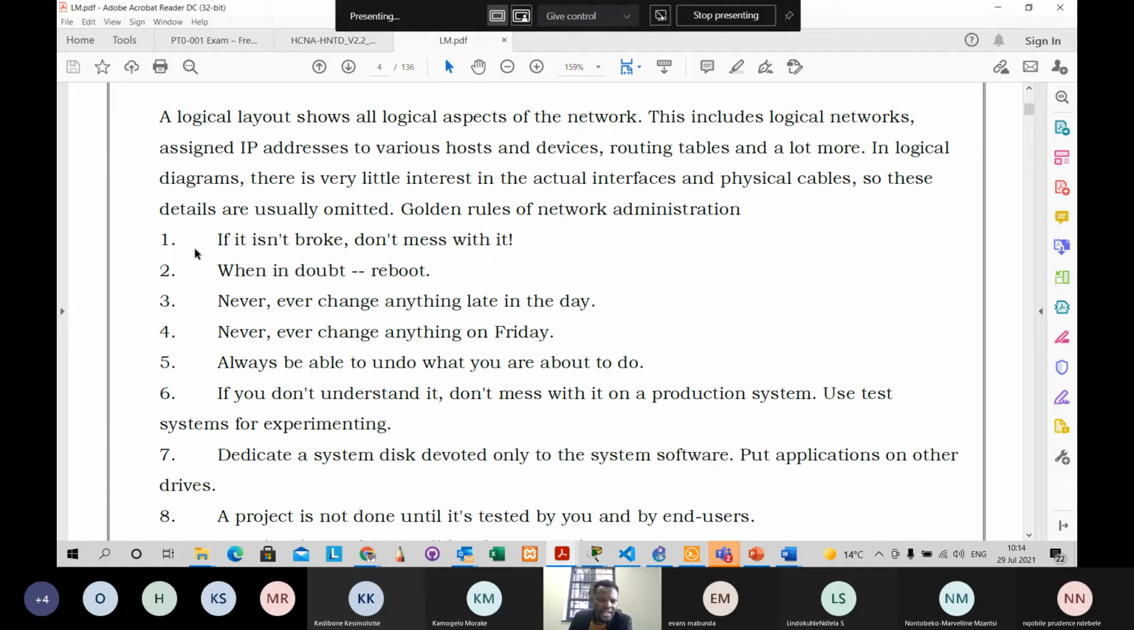All right, so here are the things that you have to look out for. If it isn't broke, don't mess with it. When in doubt, reboot. Most of the time, if the system is failing or malfunctioning and you reboot it, it clears those errors, and then the system will start normally and function again, right?